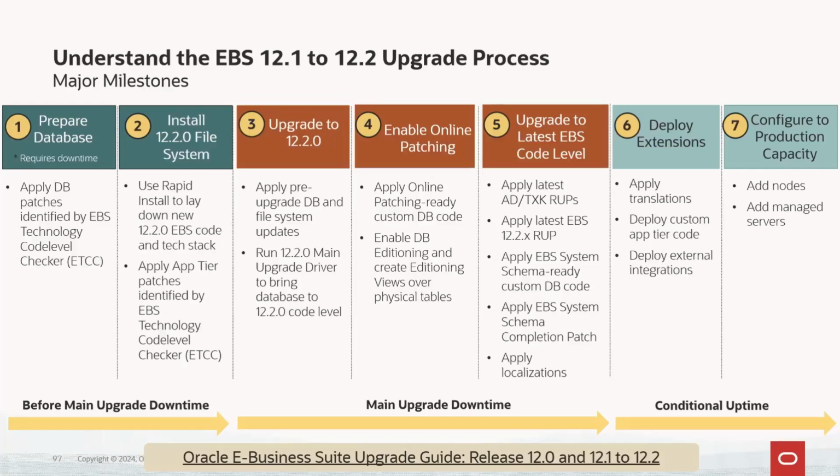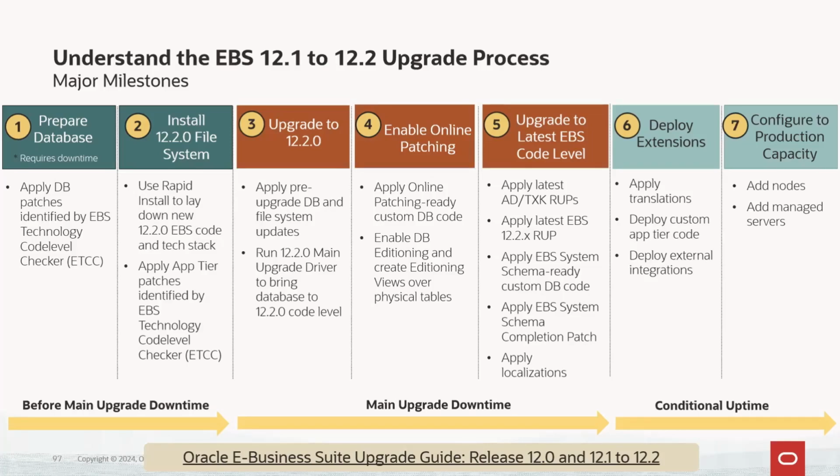And then, of course, when you actually go to run the 12.2.0 main upgrade driver in step 3, that's when all of your users will need to be off the system. And this will be, so to speak, the beginning of your main upgrade downtime, your upgrade weekend or whatever. So once you've upgraded to 12.2.0, bringing your database up to the 12.2.0 code level, step 4 is something completely unique to the 12.2 upgrade in that you'll be running scripts that will enable database editioning and creating the editioning views over your physical tables. And once you've got online patching running, you'll be using it from there on.